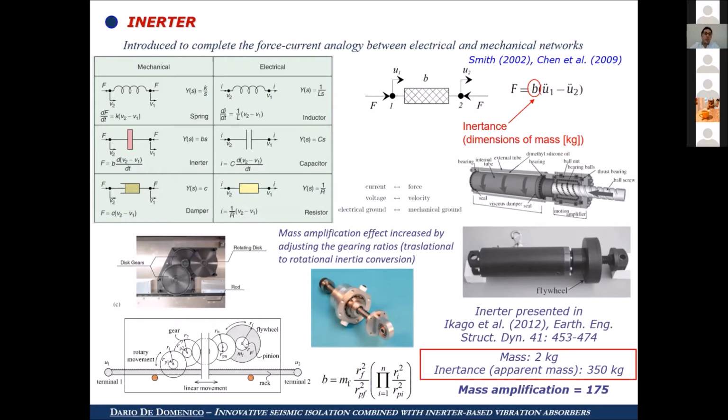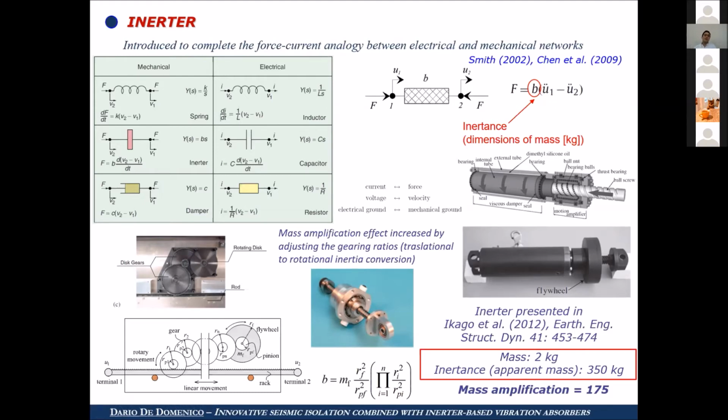It is a two-terminal device whose resisting force is proportional to the relative acceleration between its two terminals. So it somehow completes the force-current analogy between the electrical and mechanical networks. It is accompanied by other well-known devices, which are the spring and the damper that produce forces proportional to the relative displacement and relative velocity, respectively. So the inerter is another device whose force is proportional to the relative acceleration. And the constant of proportionality, which is called B in this slide, is termed inertance, and it has the dimension of a mass. It is measured in kilos.